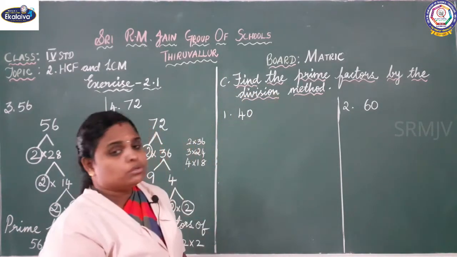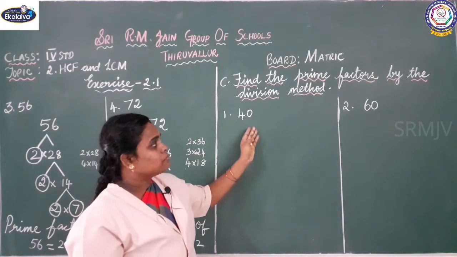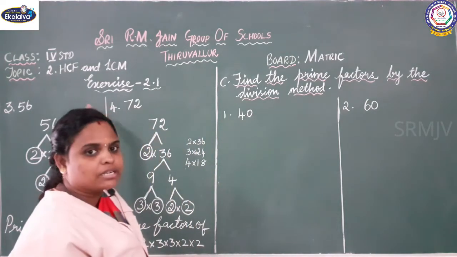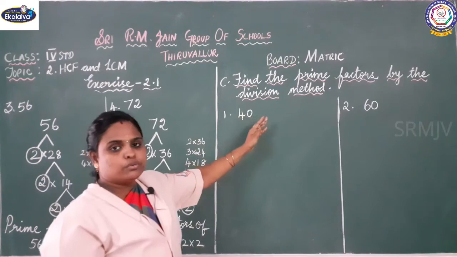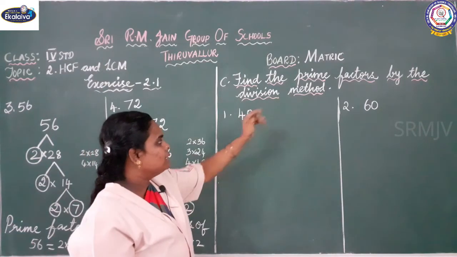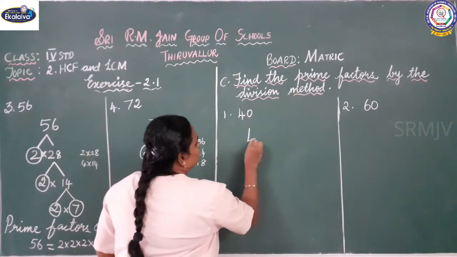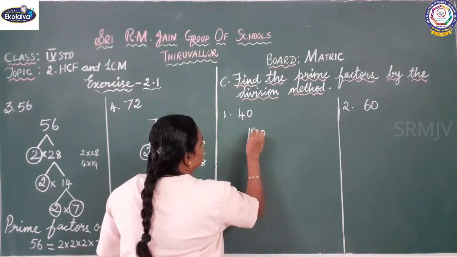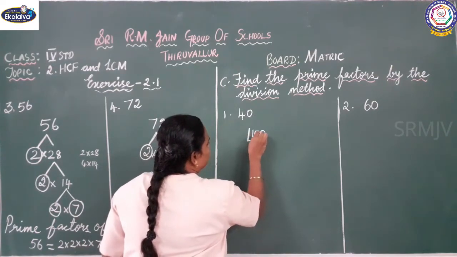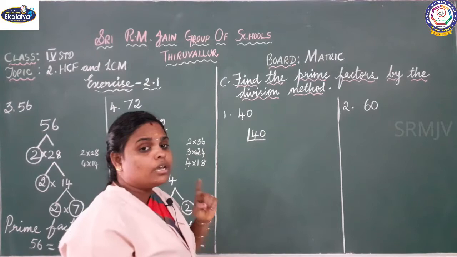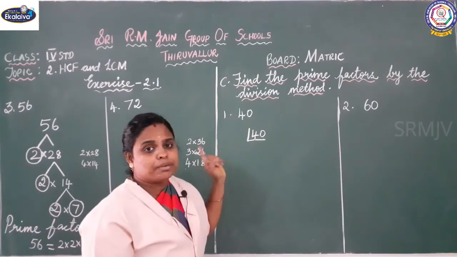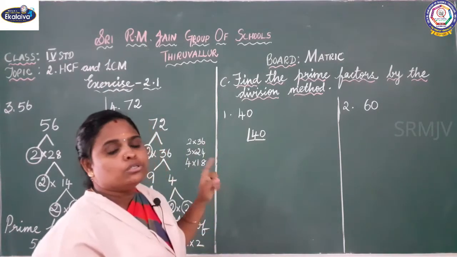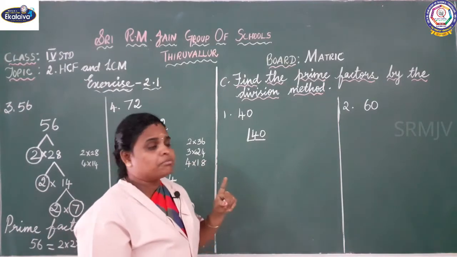So we are going to find out the prime factors by the division method. Here, this is the factor tree method. Now we are going to find out the prime factors by the division method. So 40, this is the division method. If you are dividing 40, listen children, you should take only prime numbers to divide this.